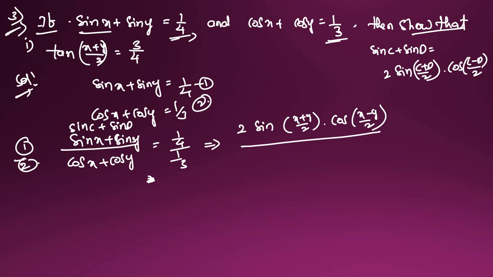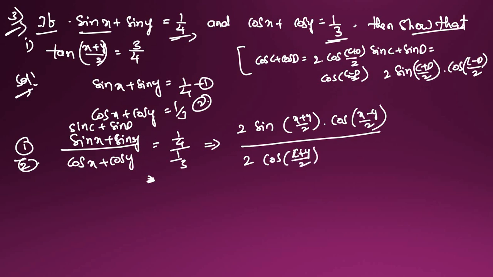So what is cos c plus cos d equal to? I am writing here: cos c plus cos d is equal to 2 cos (c plus d)/2 and cos (c minus d)/2 will come. So here 2 cos (x plus y)/2 and cos (x minus y)/2 is equal to 3 by 4. This will go to the numerator.